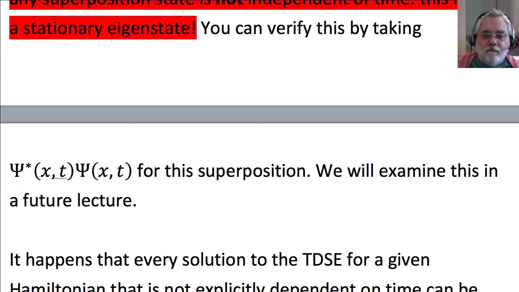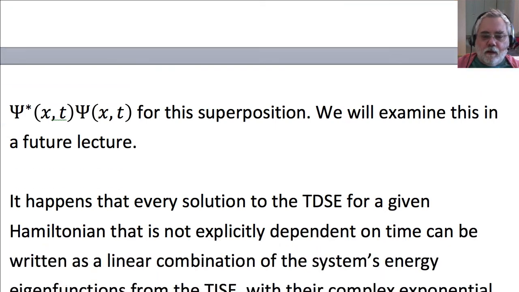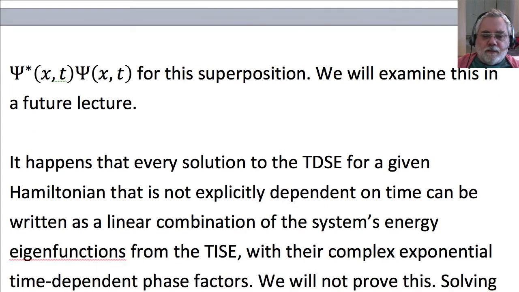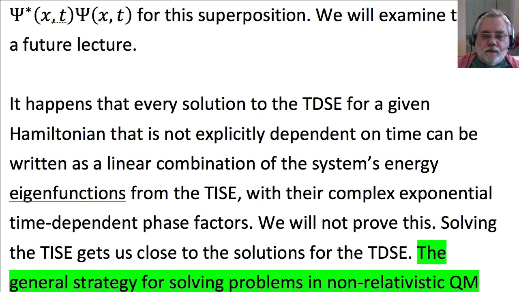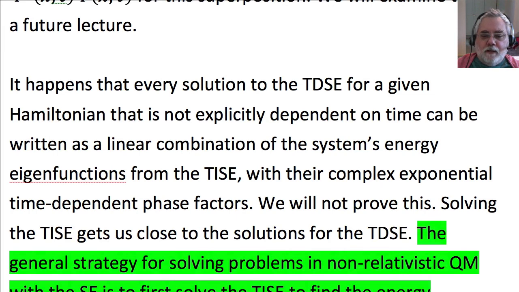Now it happens that every solution to the time-dependent Schrodinger equation for a given Hamiltonian that is not explicitly dependent on time can be written as a linear combination of the system's energy eigenfunctions from the time-independent Schrodinger equation with their complex exponential time-dependent phase factors. We will not prove this. Solving the time-independent Schrodinger equation gets us close to the solutions for the time-dependent Schrodinger equation.